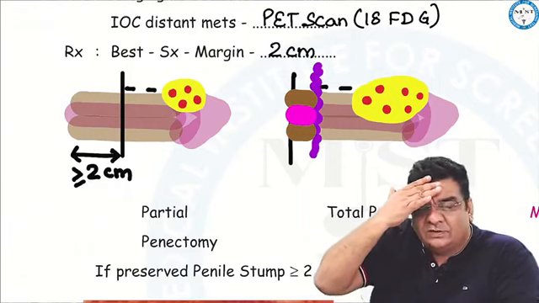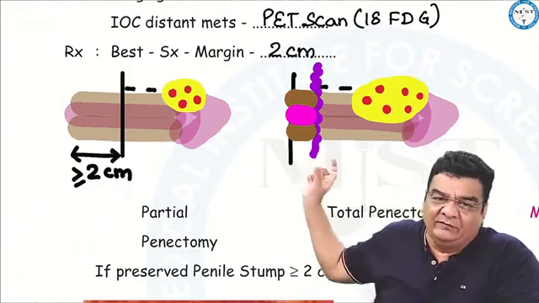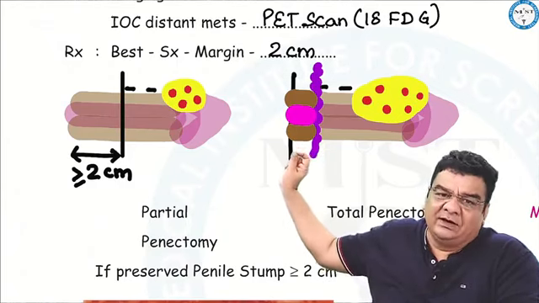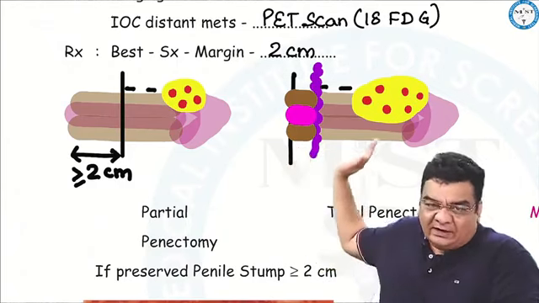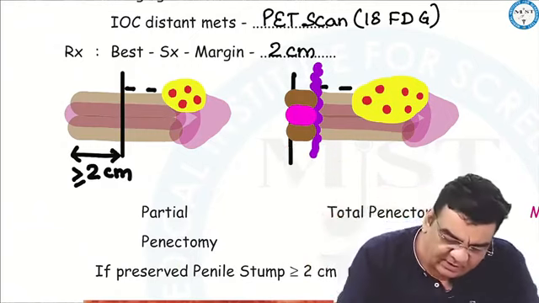There is no point in doing this favor to the patient. There is no point in leaving the small penile stump. It is better to chop the entire penis. Do a total penectomy. Right?